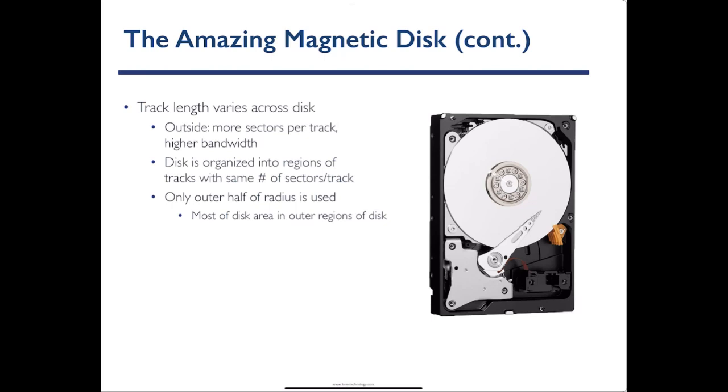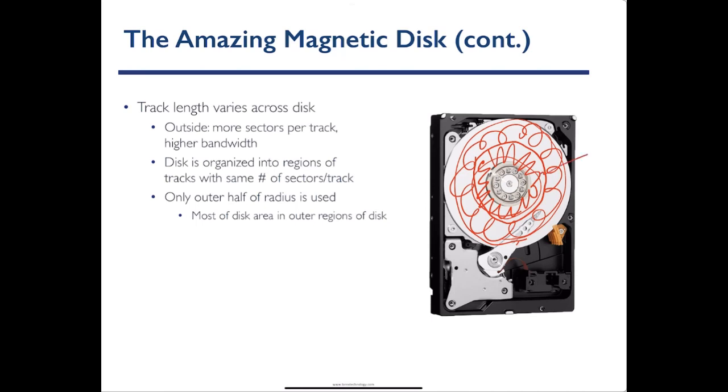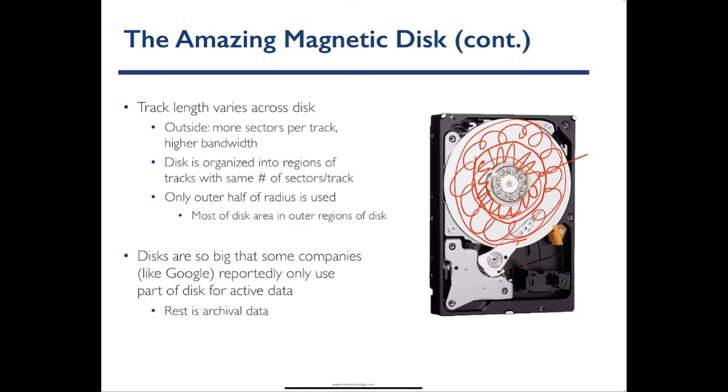On the outer circles, the outer tracks, you have more sectors, obviously, compared to the inner circles. So sometimes you might actually forgo using the first half of your disk. The area here compared to the area outside, you might actually not use this inner part and just use the outer half. Yeah, I guess I talked about that.